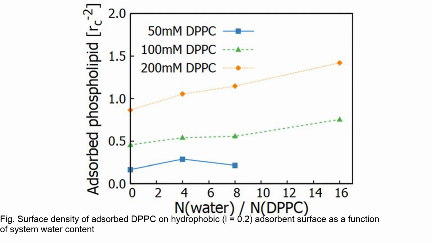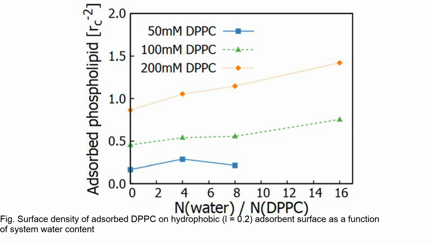Figure 10 in the paper shows the surface density of adsorbed DPPC, dipalmitoylphosphatidylcholine, on a hydrophobic adsorbent surface as a function of the system water content. The x-axis represents the water to DPPC ratio, which indicates the relative amount of water compared to DPPC molecules in the system. The y-axis represents the surface density of adsorbed DPPC, indicating the amount of DPPC molecules that have attached to the surface. The significance of Figure 10 is that it demonstrates the effect of water on the adsorption behavior of DPPC on a hydrophobic surface.